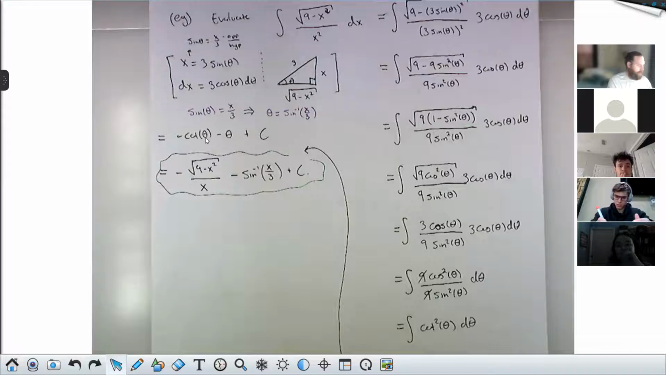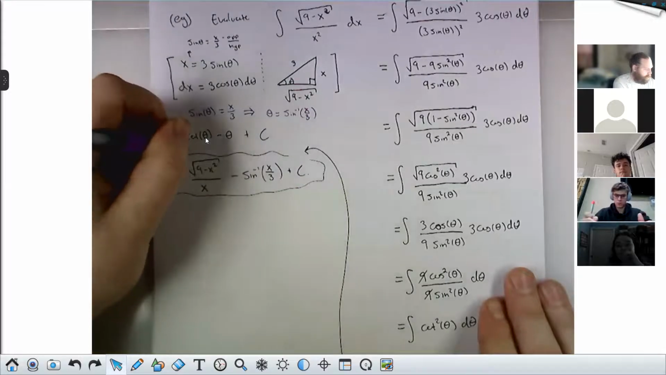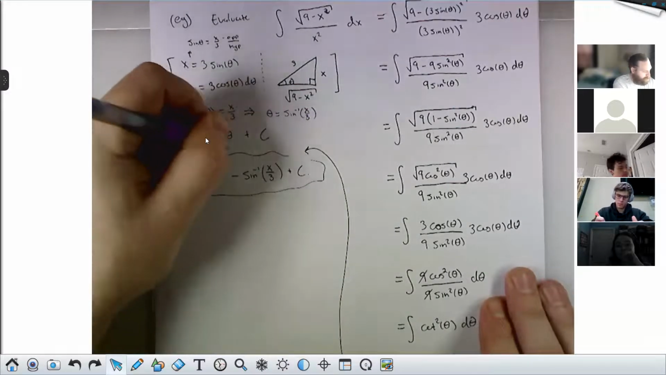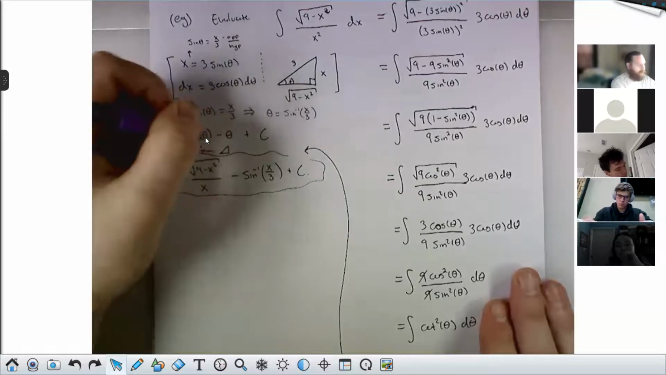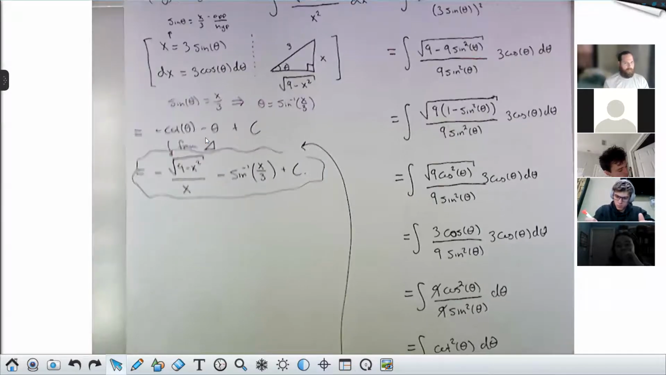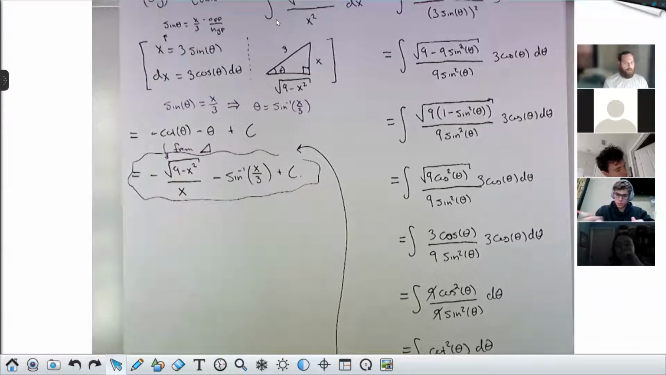So here, I'll annotate, right? This is from the triangle. And then you can take some time to look at that triangle and see if you can piece together the bits. It comes from SOHCAHTOA and the triangle here. And I promise, if you spend a minute thinking about it, you will get it.